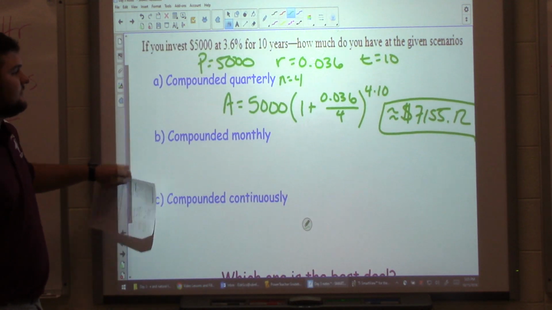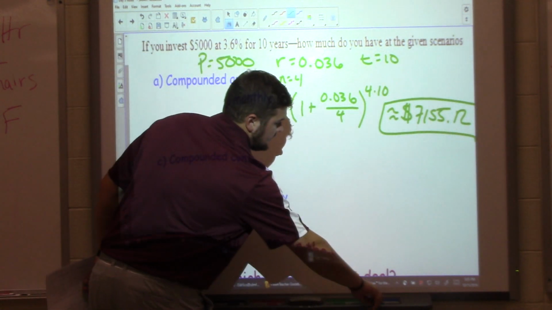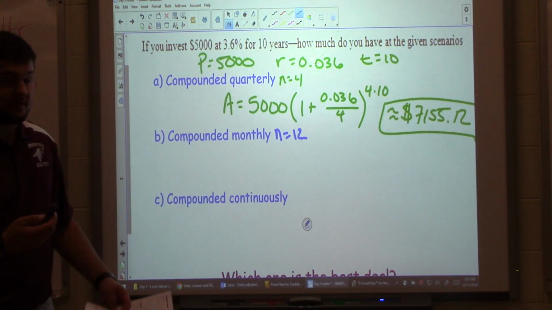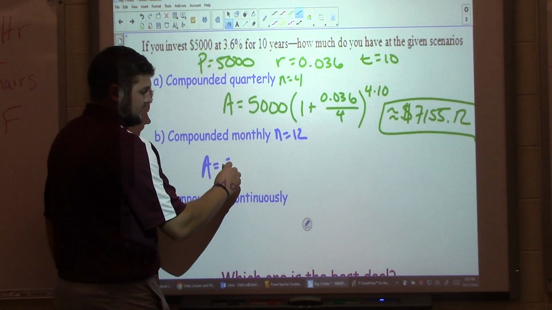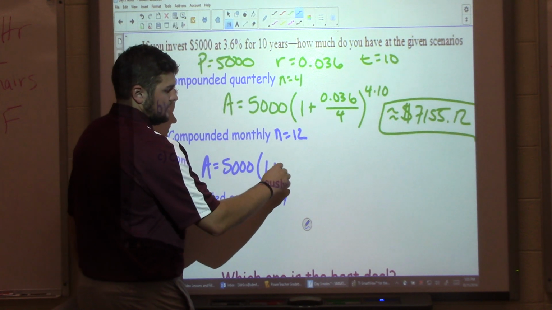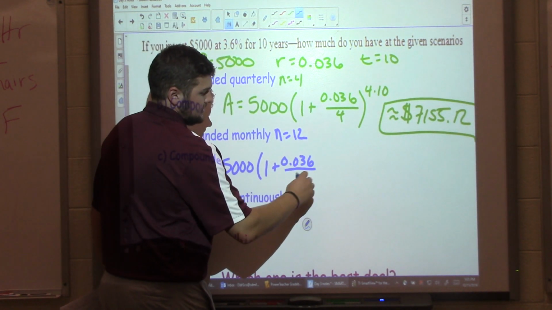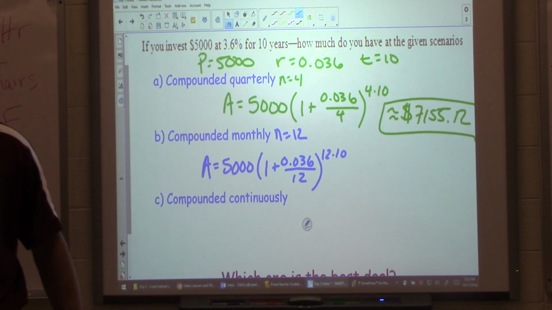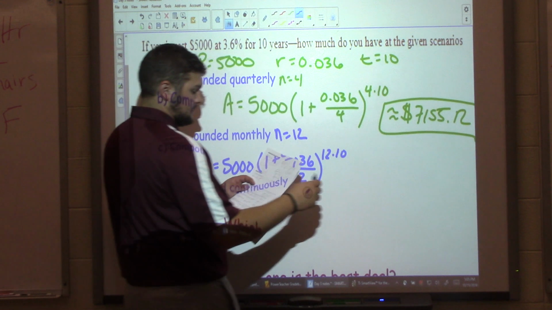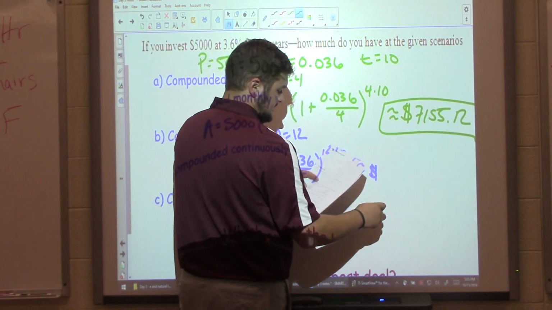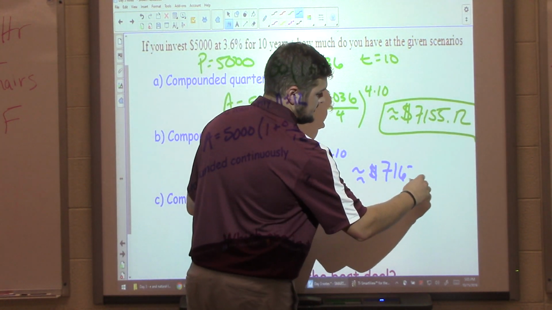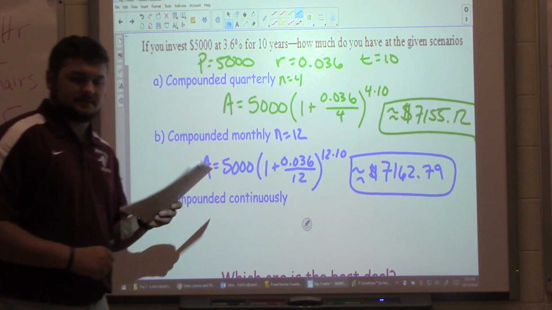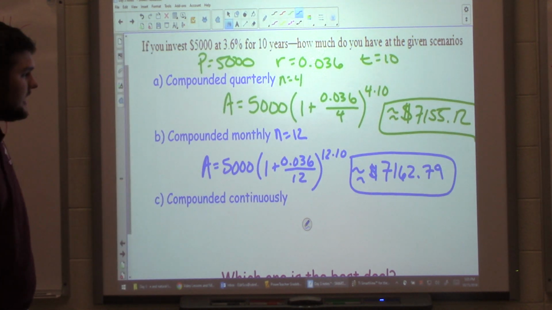We have the same formula for part B, except the only thing that's changing is n now equals 12 because it's compounded monthly. So A equals 5,000 times 1 plus 0.036 over 12 to the 12 times 10 power, right? Plug and chug, just plug your numbers in. Then we can punch that into our calculator as well. We should get approximately $7,162.79.